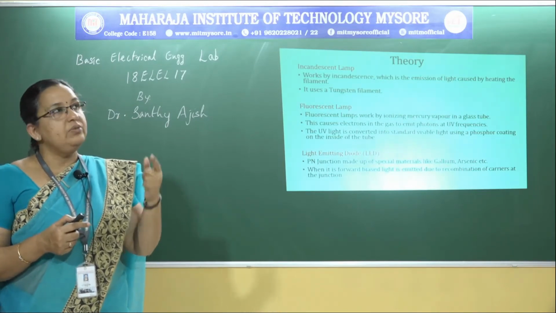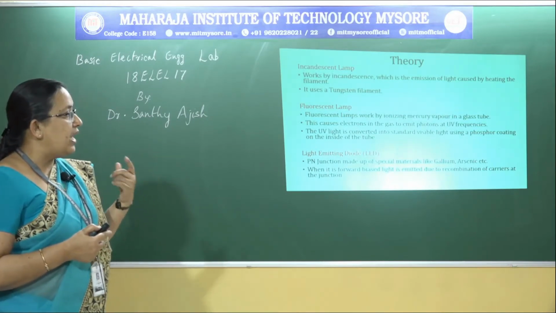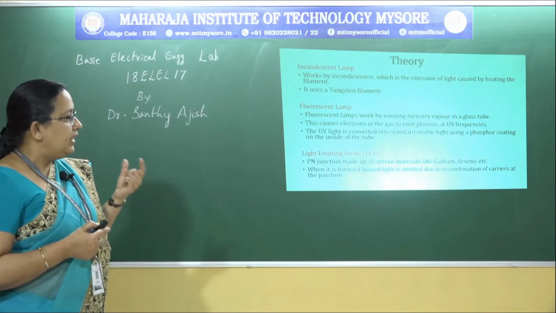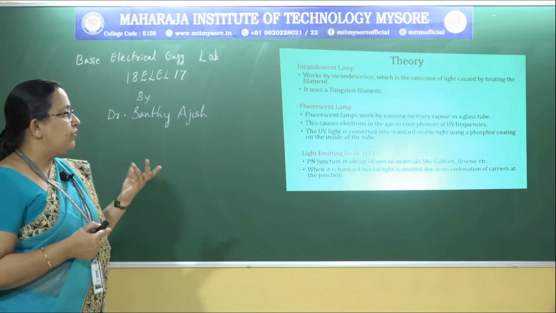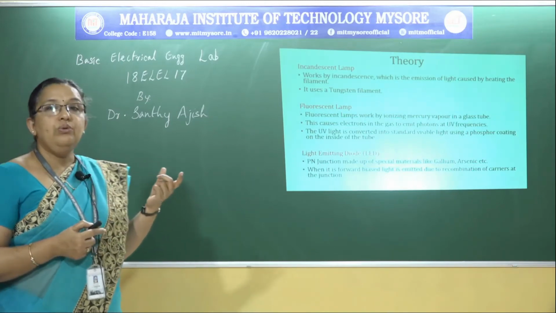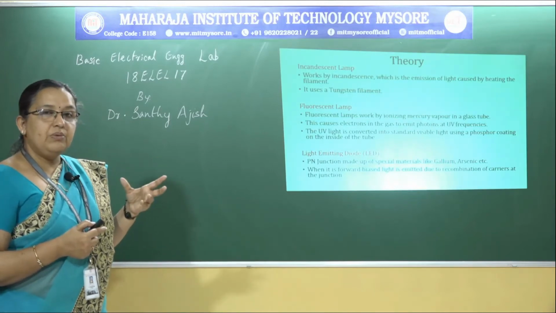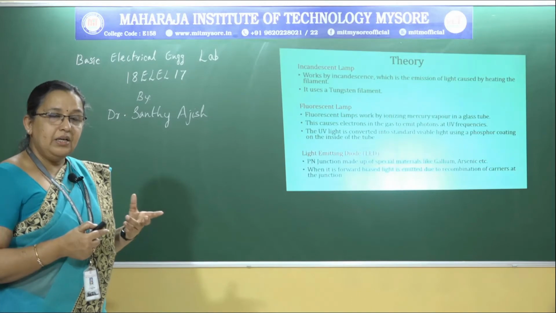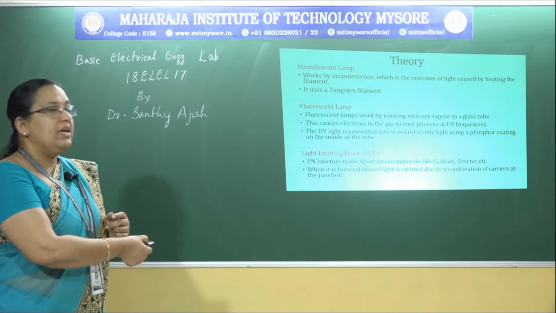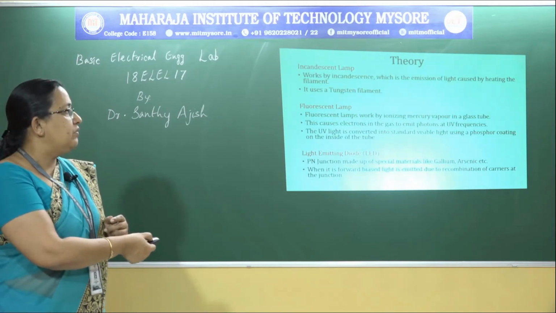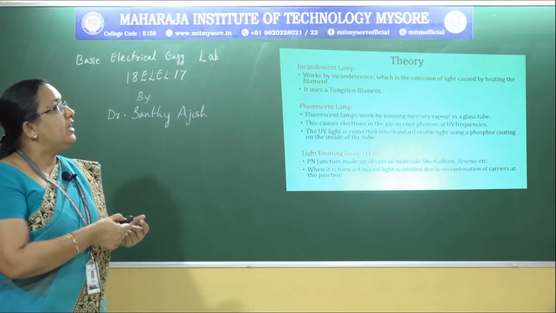So that high voltage will vaporize the mercury inside the glass tube. So mercury gets ionized, and then it emits photons. That photons are having UV frequency, meaning ultraviolet frequency. Now how is the ultraviolet frequency converted into visible light? That is done by the phosphor coating inside the glass tube. So UV light is converted into visible light using the phosphor coating which is inside a tube light.